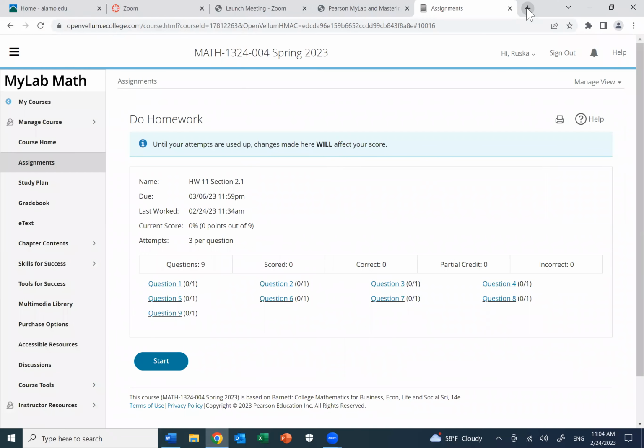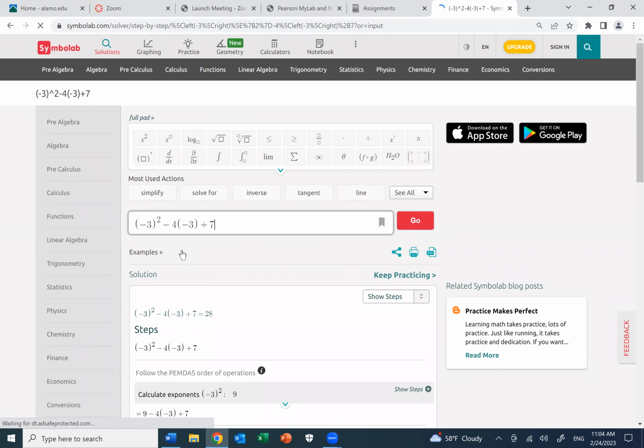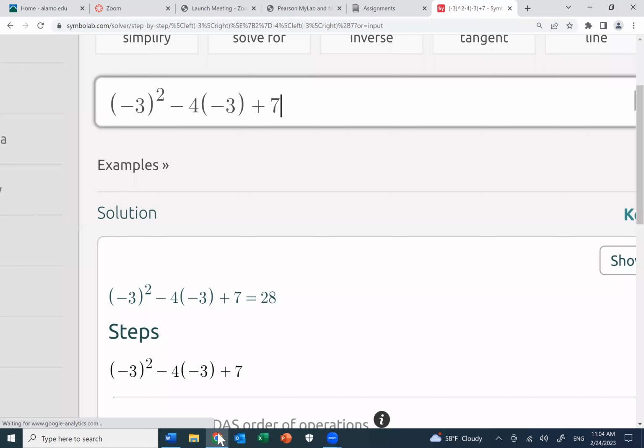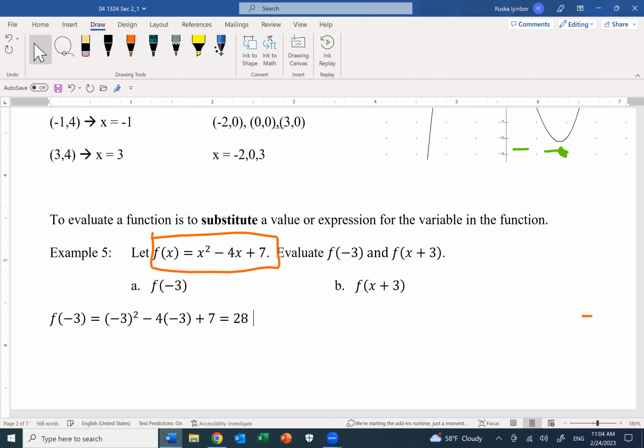I need -3 squared, just exactly like that with parentheses. And then the calculator is going to give me the answer, which is 28. Okay, so that's all what you do. You replace x with the number and you get, in this case, 28. Okay, now, so when you plug a number, that's what you're doing.